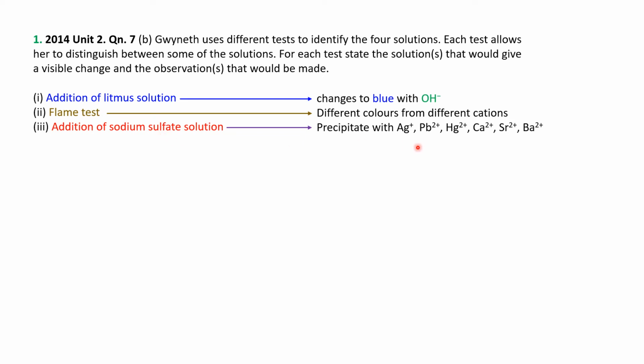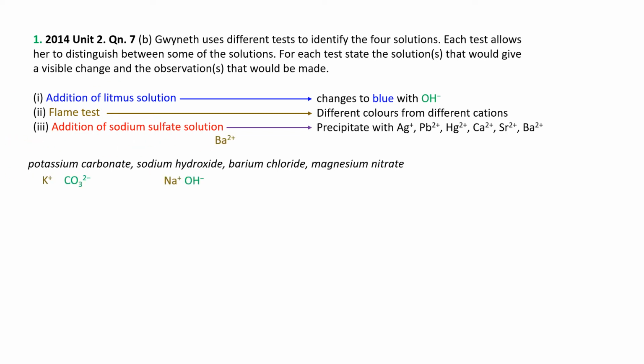And as said before, the first three you don't really need to know for A-level, but calcium, strontium and barium you definitely need to know have insoluble sulfates. So let's look at our solutions and see how we would test for those. Again, split them up into their ions so we can identify things more readily. The only one that has the hydroxide, so therefore would go blue with litmus, is the sodium hydroxide.